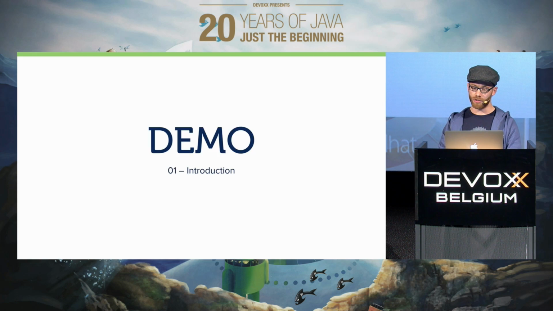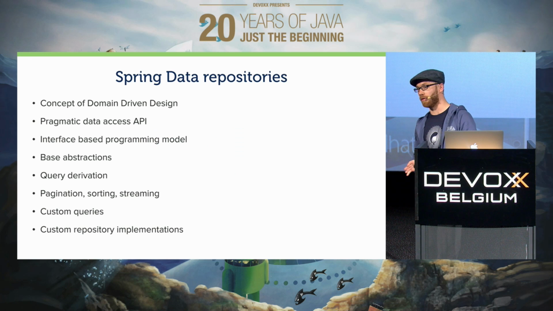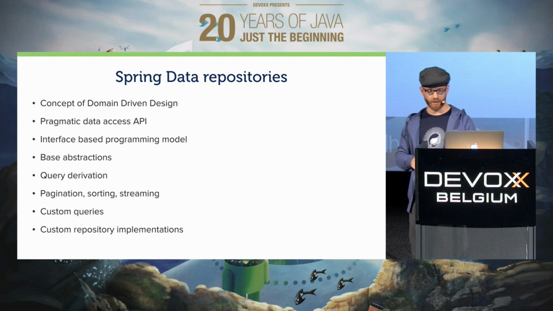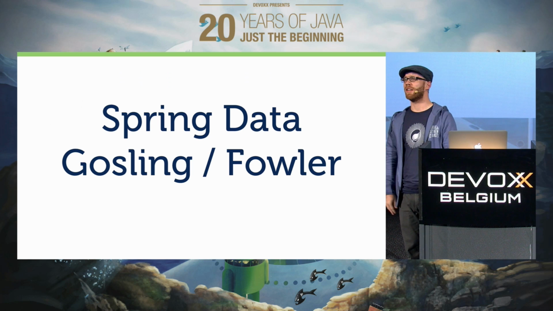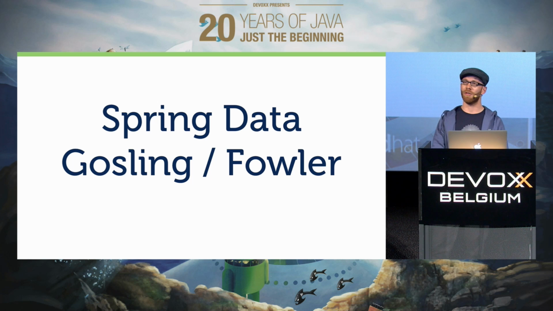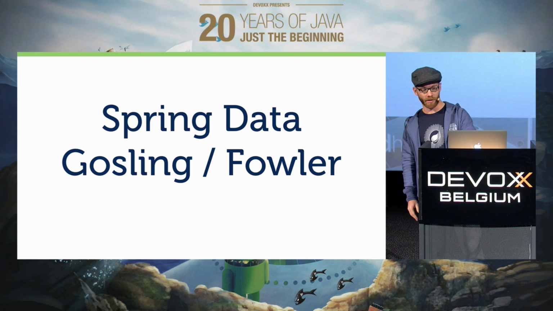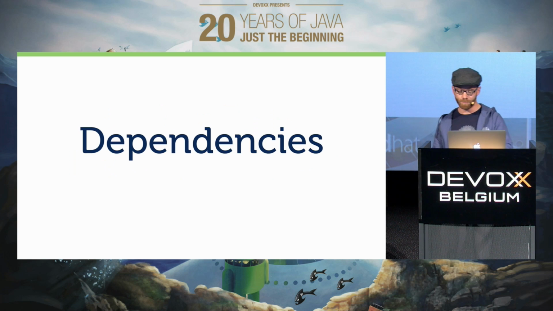Probably not too much news for the people that already work with it, just what I've explained as a summary here. What's new in Spring Data, the Gosling and the Fowler release? You could ask, what's Gosling and Fowler? I mean, I know Gosling, I know Fowler, but what's that got to do with Spring Data at all?